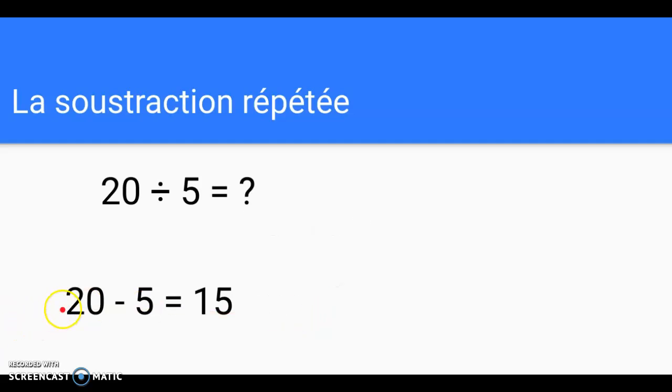So if we just do it once, 20 minus 5 equals 15. 15 is not 0, so we continue. This time, 20 minus 5 minus 5 equals 10. Again, not quite at 0. 20 minus 5 minus 5 minus 5 equals 5. Almost there, but not quite at 0. 20 minus 5 minus 5 minus 5 minus 5 equals 0.